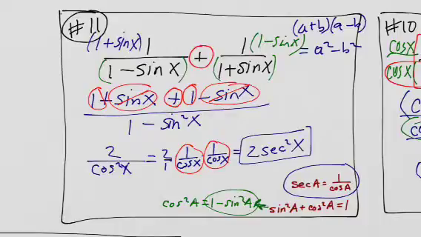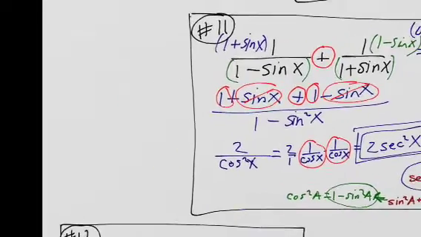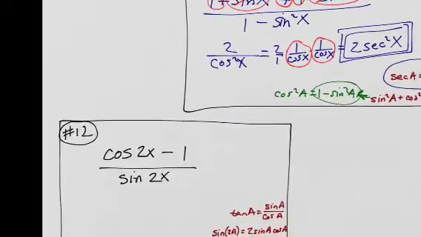Again, you probably don't explicitly write all that out every time. You probably do a lot of that mentally, and that's fine. This is the one question on the test from this section that was not super simple. So it was 2 times secant squared of x. I can't think of a way to simplify that further, so that's the end of that one. Oh, let's see, where's number 12?